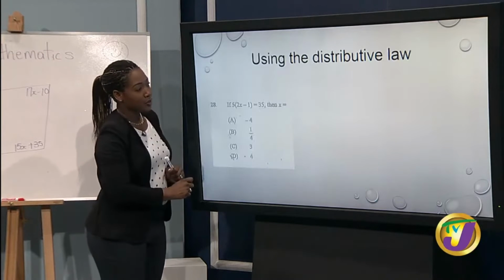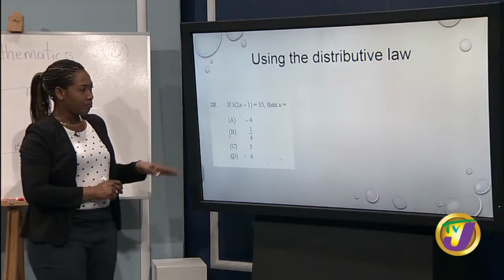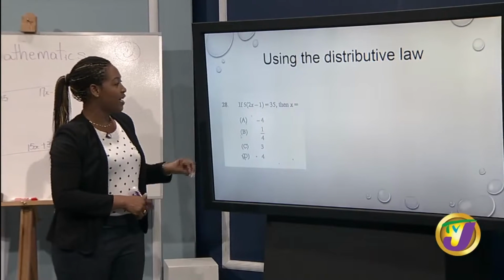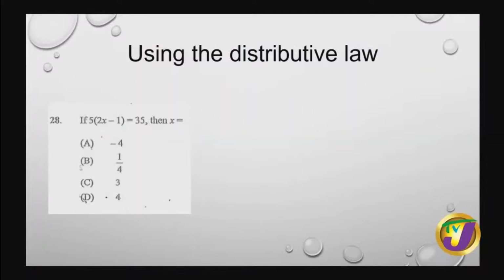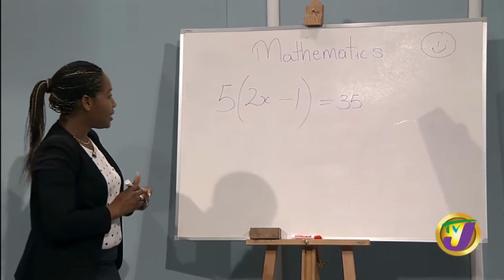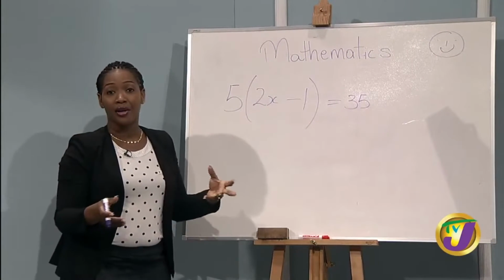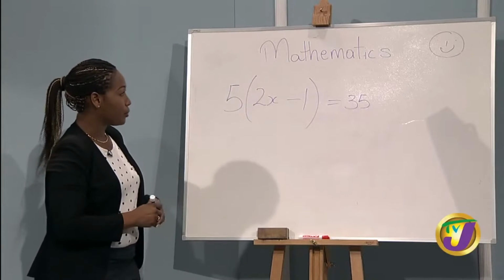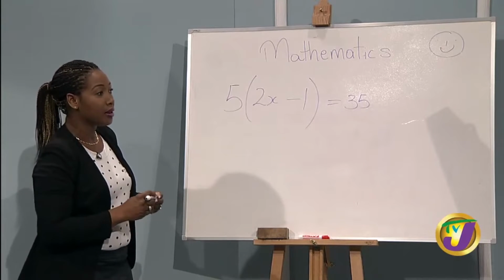All right, guys, so that's your first question up. Next question. Hope you can see it clearly. If 5, so let's write this on the board and let's work through it, and then we go back to the screen. So we have, if 5, open bracket, 2x subtract 1, equals 35. So this is an actual CSEC question, guys, and you are asked here to apply the concept of algebra. What do we do? So it wants you to find out the value for x.